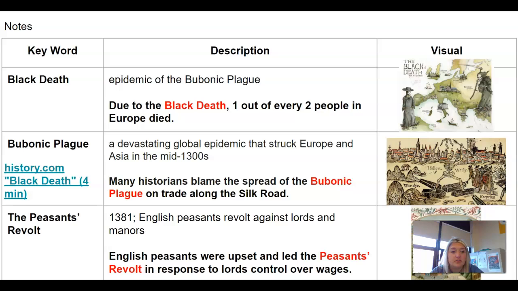And the Peasants' Revolt was in 1381. English peasants revolt against lords and manors. English peasants were upset and led the Peasants' Revolt in response to lords' control over wages, which you'll read more about. Essentially, because everyone was dying, the lords weren't making as much money, so they weren't paying peasants as much as they were, and the peasants revolted and said, you know, you've got to pay me a living wage here, no matter what. And so they flipped out on their lords.